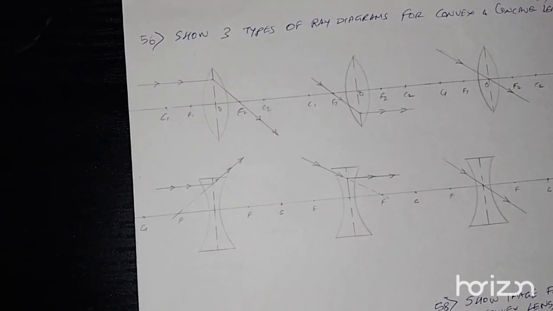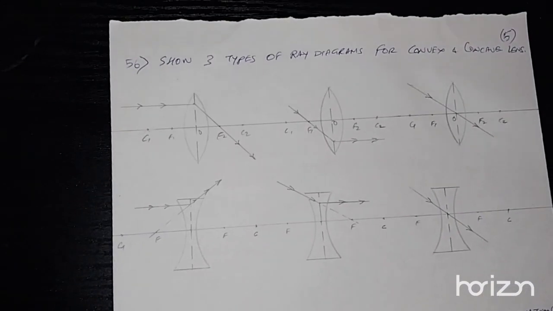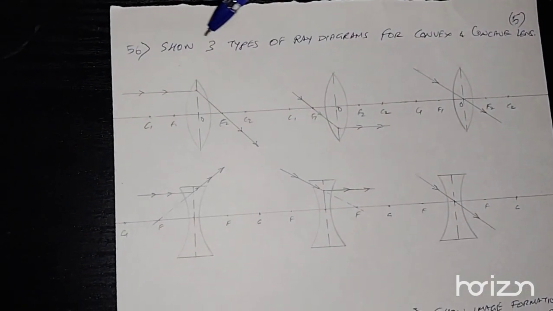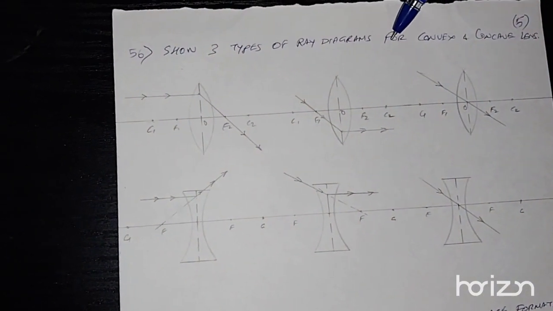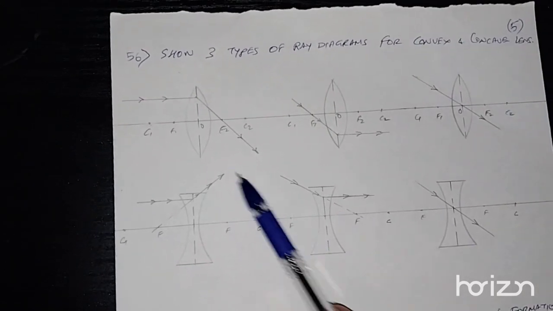Hi friends, so let us continue with our reflection and refraction problems. The question is, show three types of ray diagrams, important ones for convex and concave lenses. So we have shown it here.